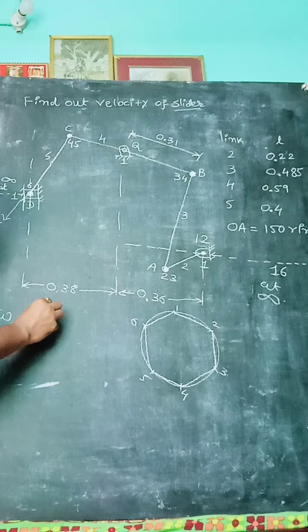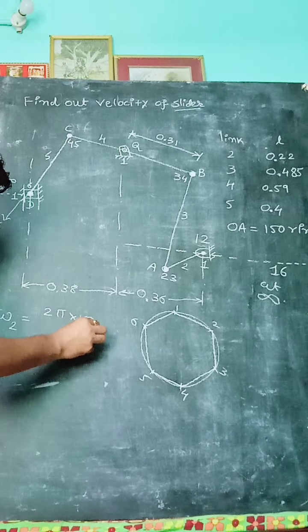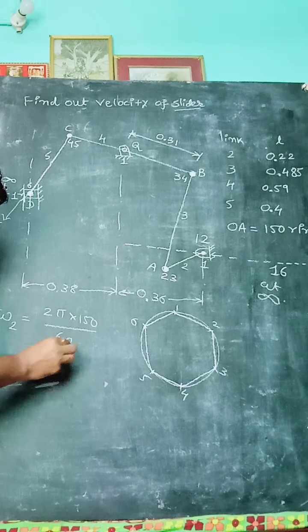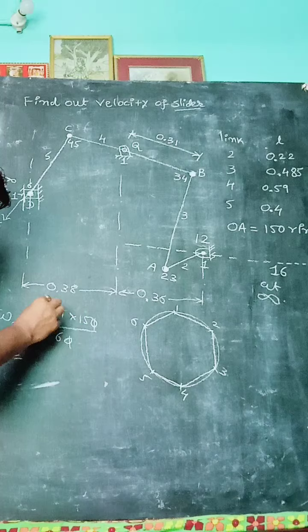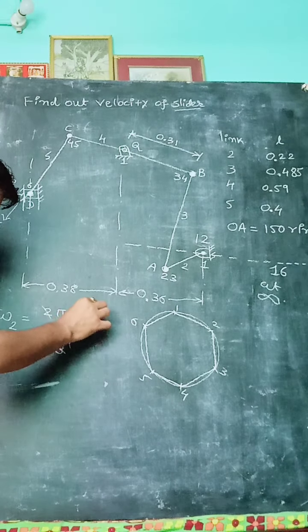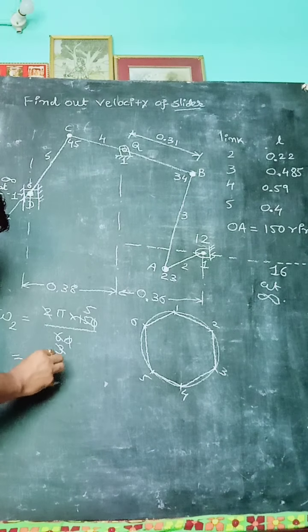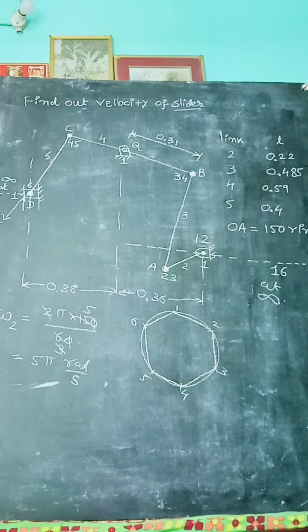Omega 2 is 2 pi n by 60. So it is equal to 5 pi radian per second. The instantaneous centers are fixed.